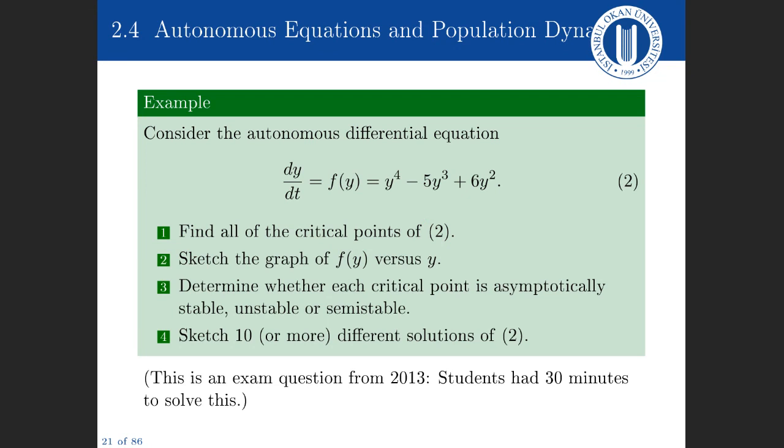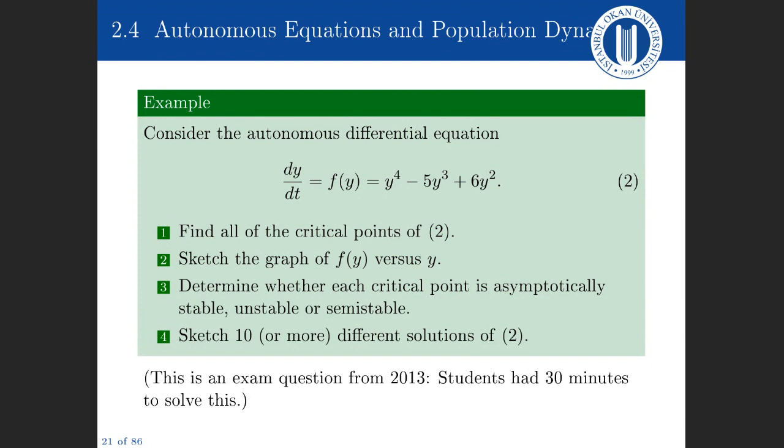Another example. Consider the autonomous differential equation dy/dt equals y to the power 4 minus 5y cubed plus 6y squared. Step 1, find all of the critical points of this differential equation. Step 2, sketch the graph of f(y) versus y. Step 3, determine whether each critical point is asymptotically stable, unstable, or semi-stable. And then step 4, sketch 10 or more different solutions of this differential equation.